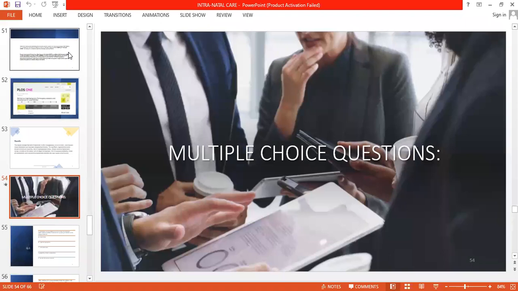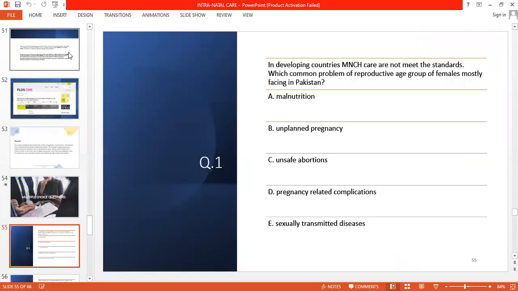Now it's time for the multiple choice questions. In developing countries, maternal, neonatal, and child health care do not meet the standards. Which common problem of the reproductive age group of females is mostly faced in Pakistan? Malnutrition, unplanned pregnancy, unsafe abortion, pregnancy-related complication, STDs. B, unplanned pregnancy is the right option.